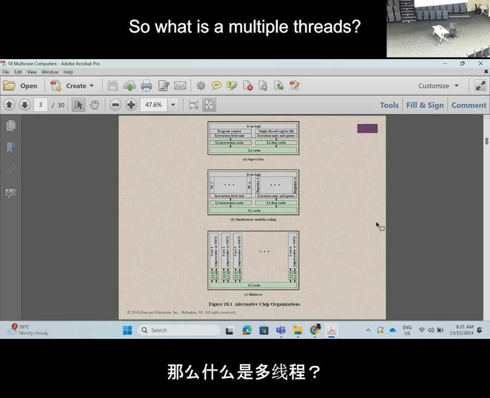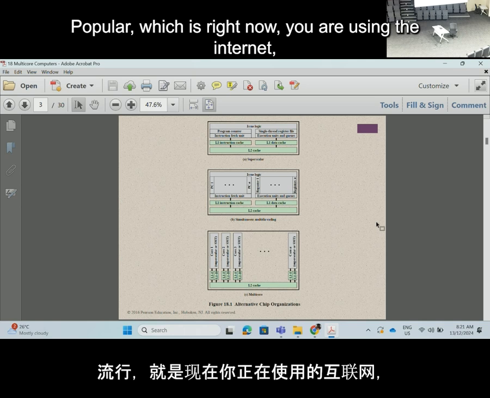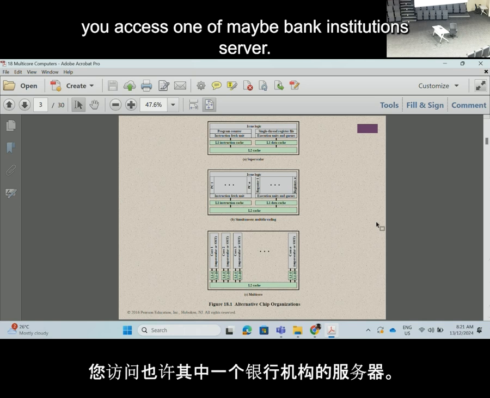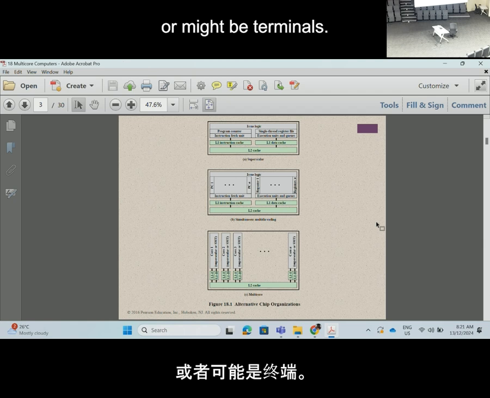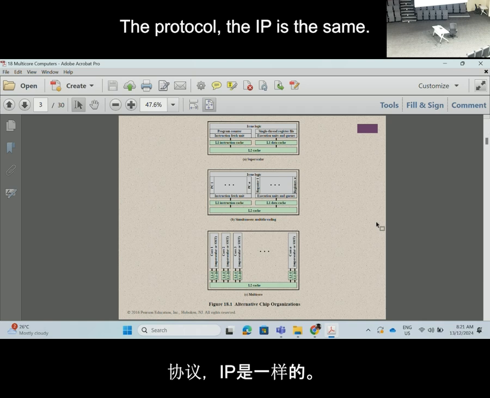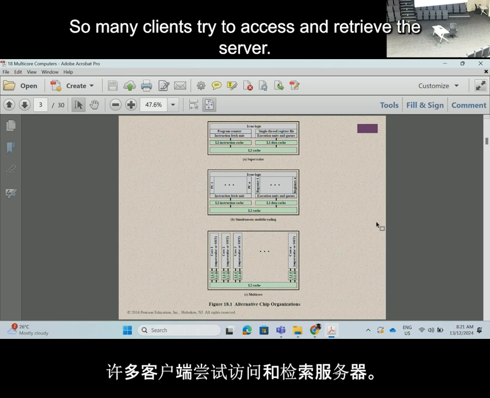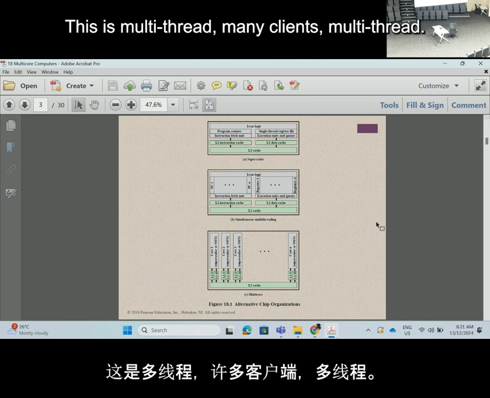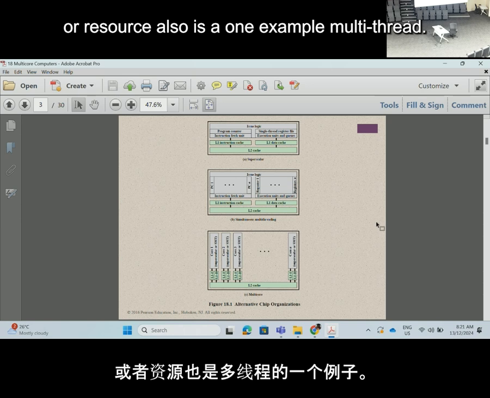So what are multiple threads? We talk about multi-threading. What is a thread? A popular example: right now, you are using the internet, you access maybe a bank institution's server. You come from a different workplace or terminal, but you access the same server. The protocol, the IP, is the same. So definitely the web server management needs to manage this resource. Many clients try to access and retrieve from the server. This is multi-thread. Many clients, multi-thread. Distribution of a cloud computing system, or access to a resource, is also an example of multi-thread.